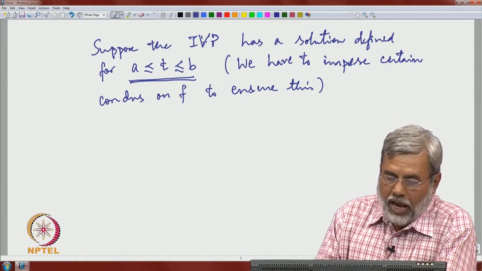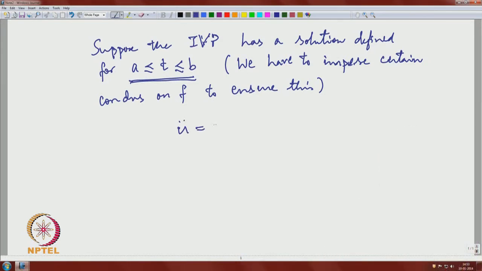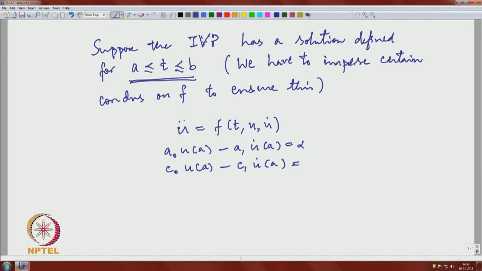Okay. So, we have now the solution for, let me just write again, u double dot equal to f of t, u, u dot, and we have a0 u(a) minus a1 u dot(a) equal to alpha, and c0 u(a) minus c1 u dot(a) equal to s. s is at our freedom, and we have normalized so that a1 c0 minus a0 c1 is 1. So, these two conditions are linearly independent, and we have a solution which exists for the entire interval [a, b].